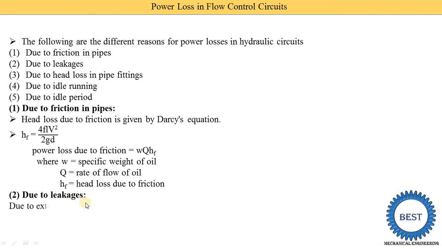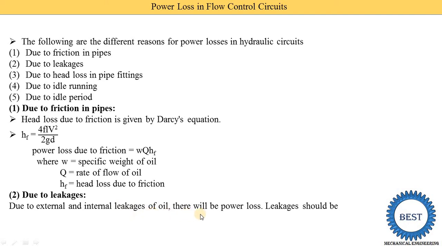The second one is due to leakage. Due to external and internal leakage of oil, there will be a power loss. Leakage should be minimized as far as possible. We know that increasing the pressure of oil in hydraulic systems, or of air or gas in pneumatic systems, requires some power. In a hydraulic system we use a pump, in a pneumatic system we use a compressor. This compression process requires some power, and if any leakage occurs, there is a loss of fluid, and loss of fluid means a loss of power.